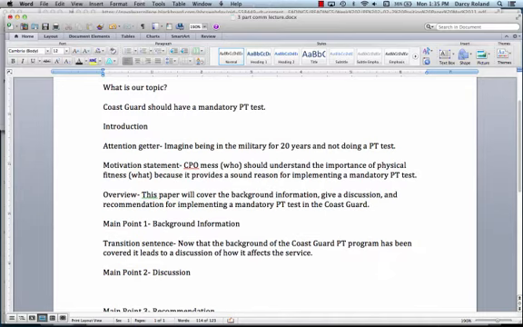And then I'm going to skip the discussion part because that's written in there and it's going to be specific to your different assignments you're going to do. And then we're going to do this last transition sentence.